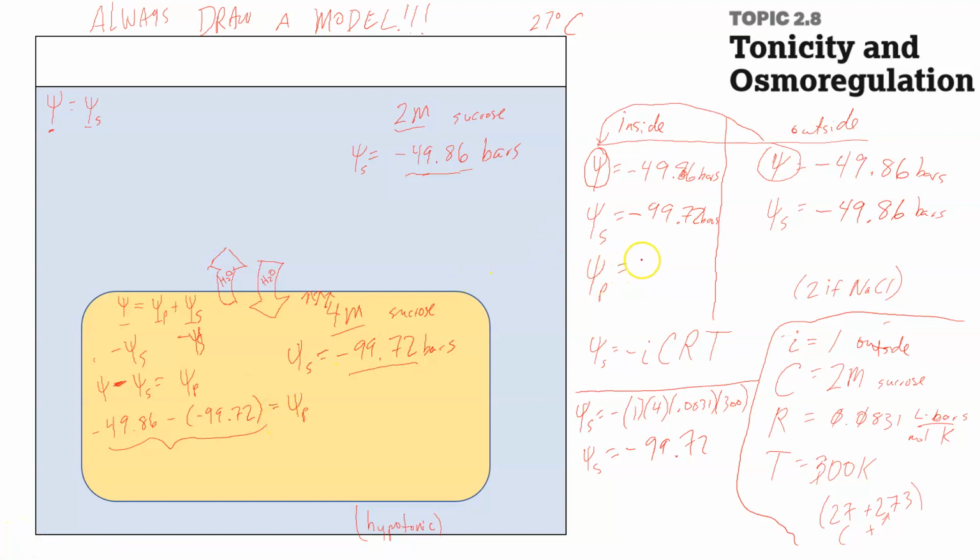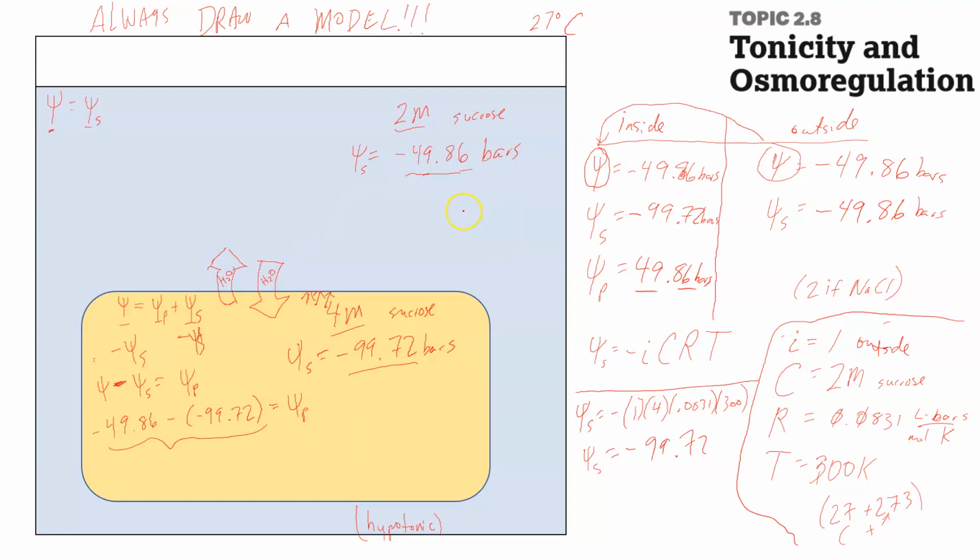Okay, you should have gotten positive 49.86 bars as a pressure potential. So this is kind of a very basic water potential problem. I hope this helps you understand the basics of water potential. Keep in mind, if the situation was reversed and you had 4 moles on the outside, 2 moles on the inside, your net movement of water would be outside. And then you get a lot of variables, so it becomes different to just calculate that pressure so easily.